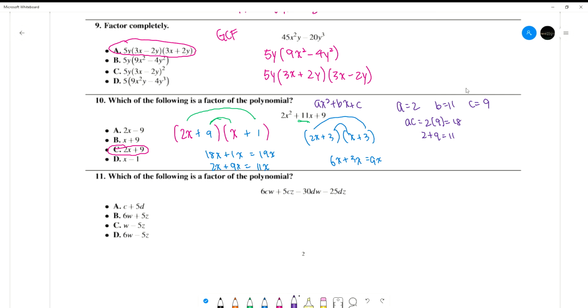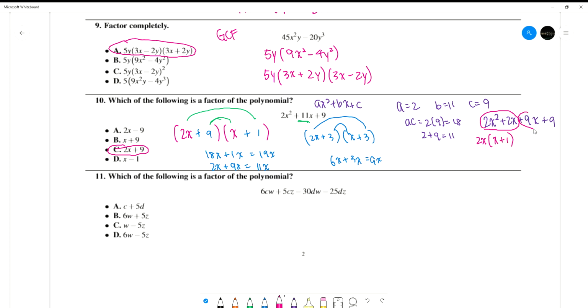So this represents the middle term. 2x and 9x add up to the 11x. So that's what I did to replace 11x. Now we have 2x squared plus 2x plus 9x plus 9. So now the 11x is gone, and in its place is 2x plus 9x. Now you can factor by grouping at this point. So you split them up into two different groups. In this first group, you see the GCF is 2x. If you factor out 2x, you get x plus 1.